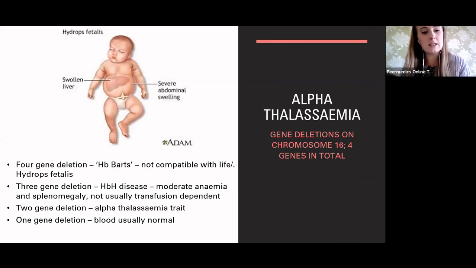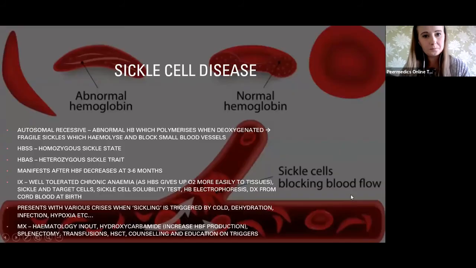If you've got 3 gene deletion, you have what's called HBH disease. You might have moderate anemia. You might have splenomegaly, but you're not going to be transfusion dependent. So it's a bit like the intermediate state again. 2 gene deletion is alpha thalassemia trait, and with 1 gene deletion, generally you're never actually even going to notice it, but it is possible.